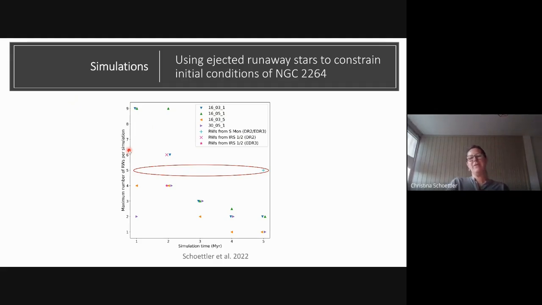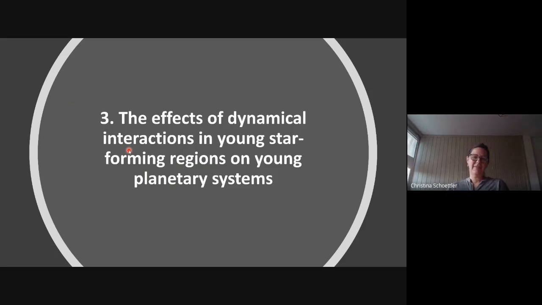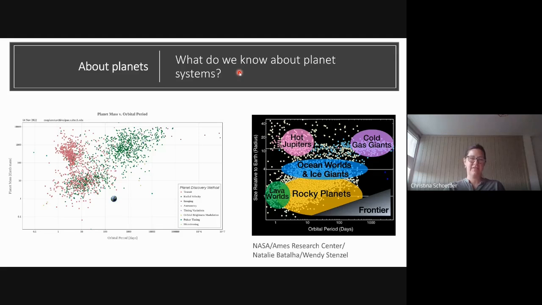But let's move away a little bit from the stars and move to planets, because of course planetary systems, well, we know stars form in grouped and clustered environments, and planets start forming virtually at the same time as the stars form. So it's likely that planetary systems might still be in these young star-forming regions while they still interact with each other, where stars go flying past another star. And these dynamical interactions might have different effects on the planetary systems around these stars.